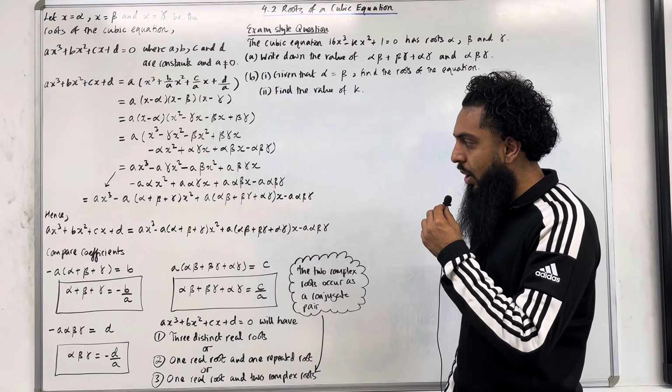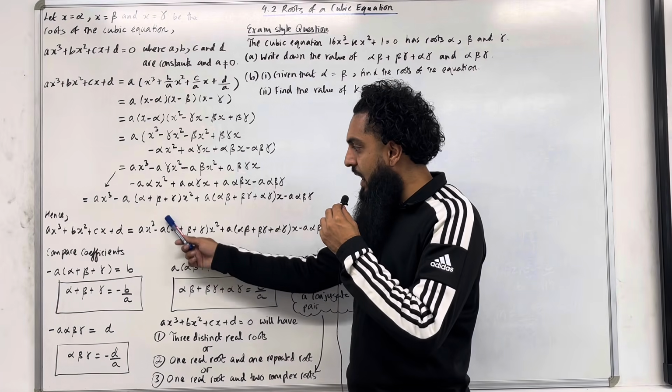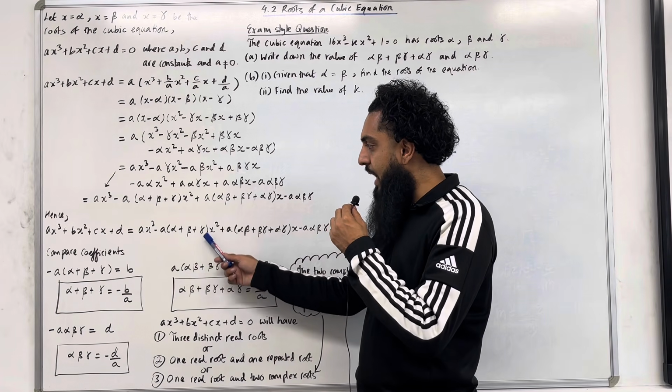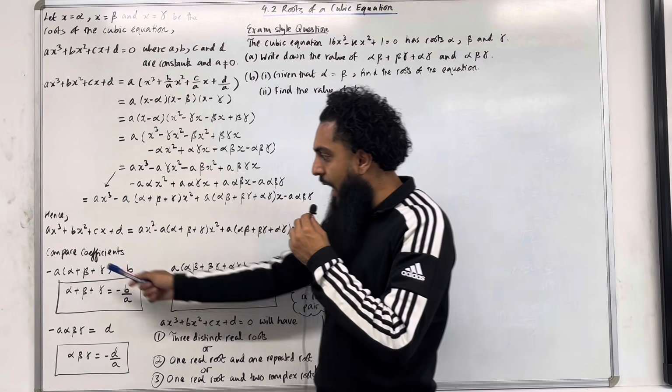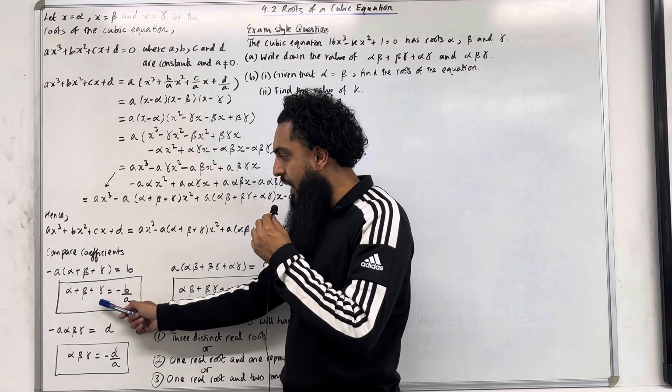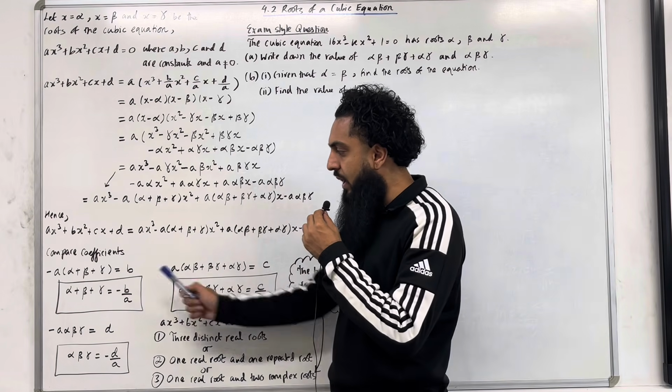So if I compare the coefficient of x² on both sides, I can see that -a(alpha + beta + gamma) has to equal b, which is written over here. So if I make alpha + beta + gamma the subject, I get that alpha + beta + gamma is equal to -b/a.